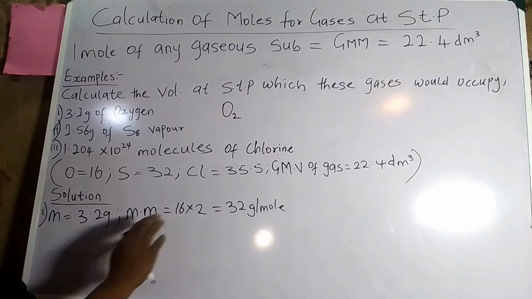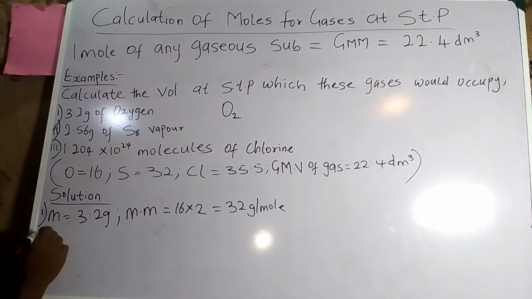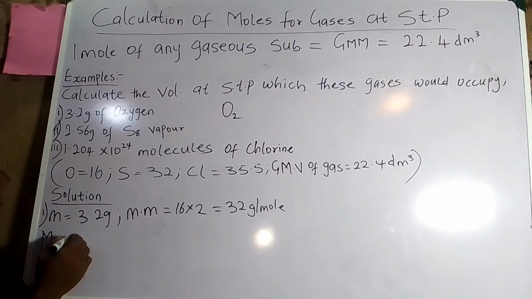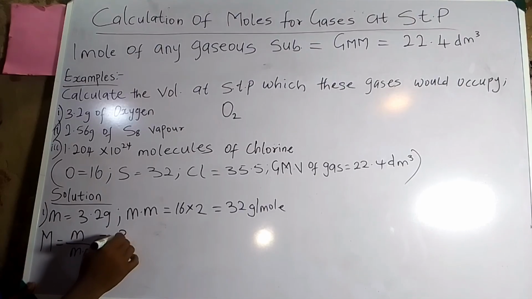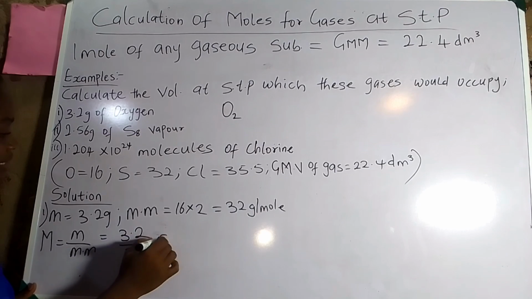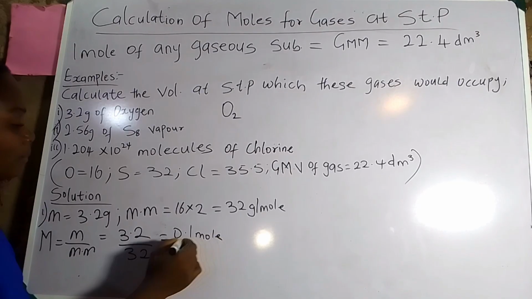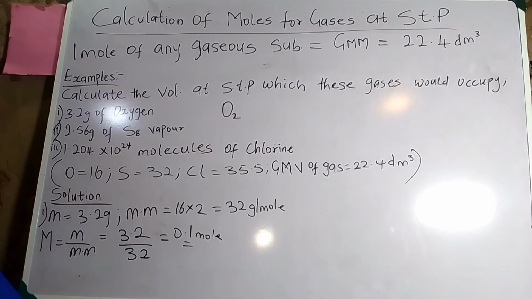Now, we have the mass, we have the molar mass. What next is the what? Mole. Now, I can say mole is equals to mass over molar mass. This is 3.2 over what? 32. And the answer is 0.1 mole. I've gotten the mole. Now, go back to the question.